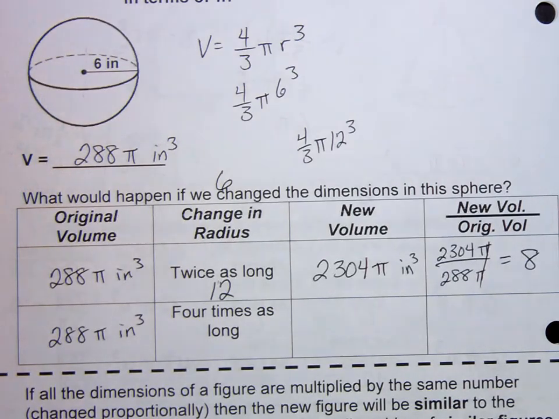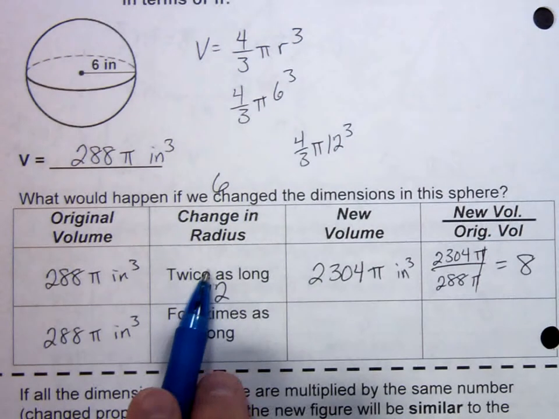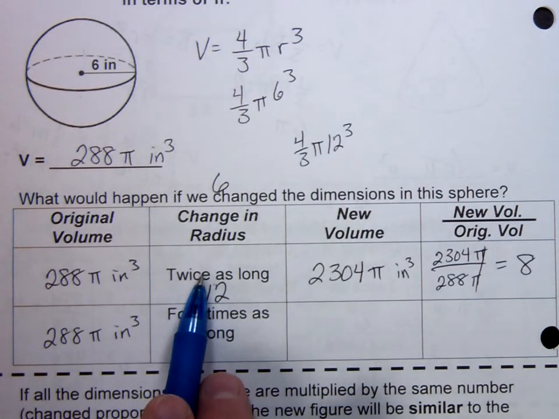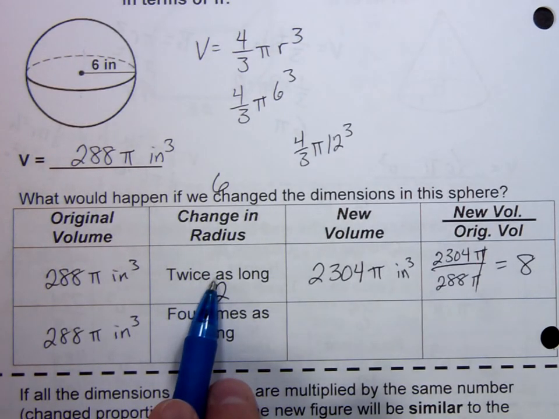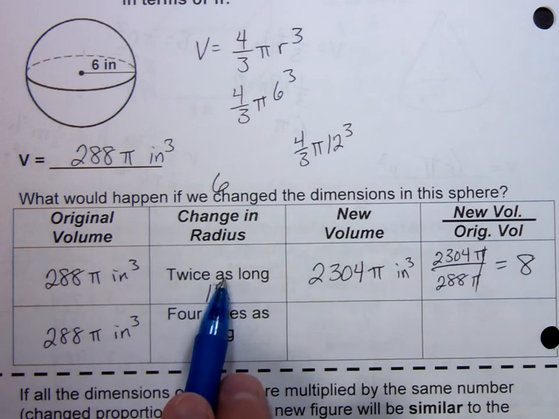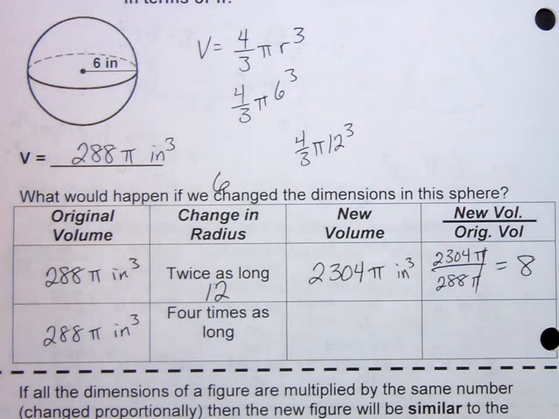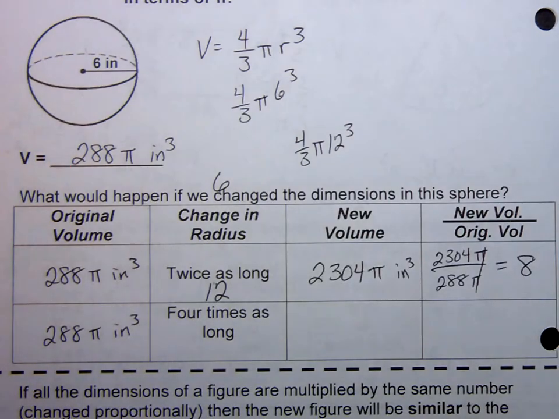Well, remember that the radius affects all three dimensions. So each of the three dimensions is multiplied by 2. So 2 times 2 times 2 is 8. It's going to make the volume 8 times larger. Or you can just say 2 cubed is 8.